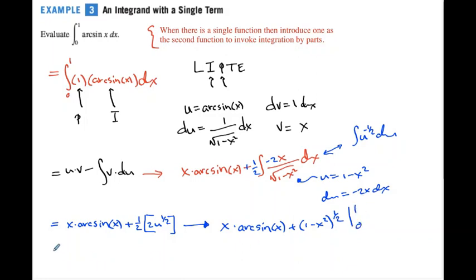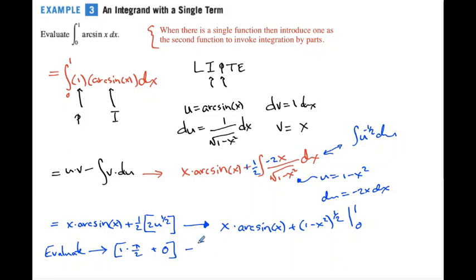And now we can evaluate. So when we plug in a 1 here, we have 1 times arc sine of 1. Arc sine of 1 is pi over 2. Plus, when we plug in a 1 here, we have 1 minus 1 squared is 0. So that is with our upper bound.